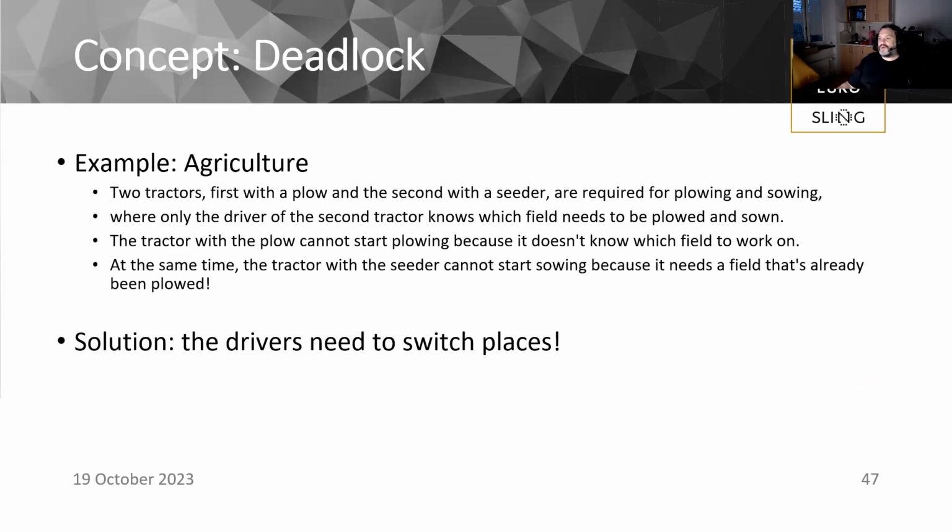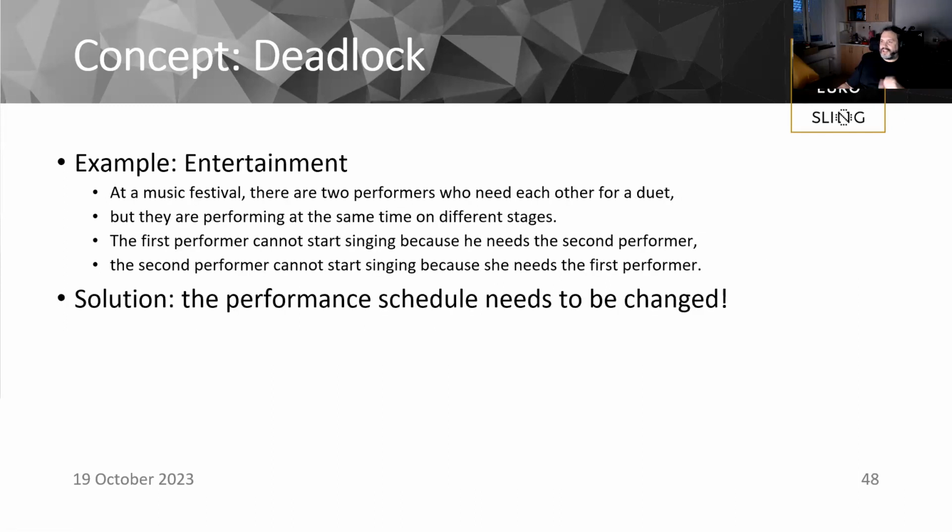Okay, so for example, we have 2 tractors, one with a plow and a second with a seeder, required for plowing and sowing, but only one knows which field needs to be plowed and sown. The other guys don't want to follow the other one, but their roles are reversed. So this is maybe a complicating example. We can stay with the philosophers. Okay. So, a better example is a music festival.